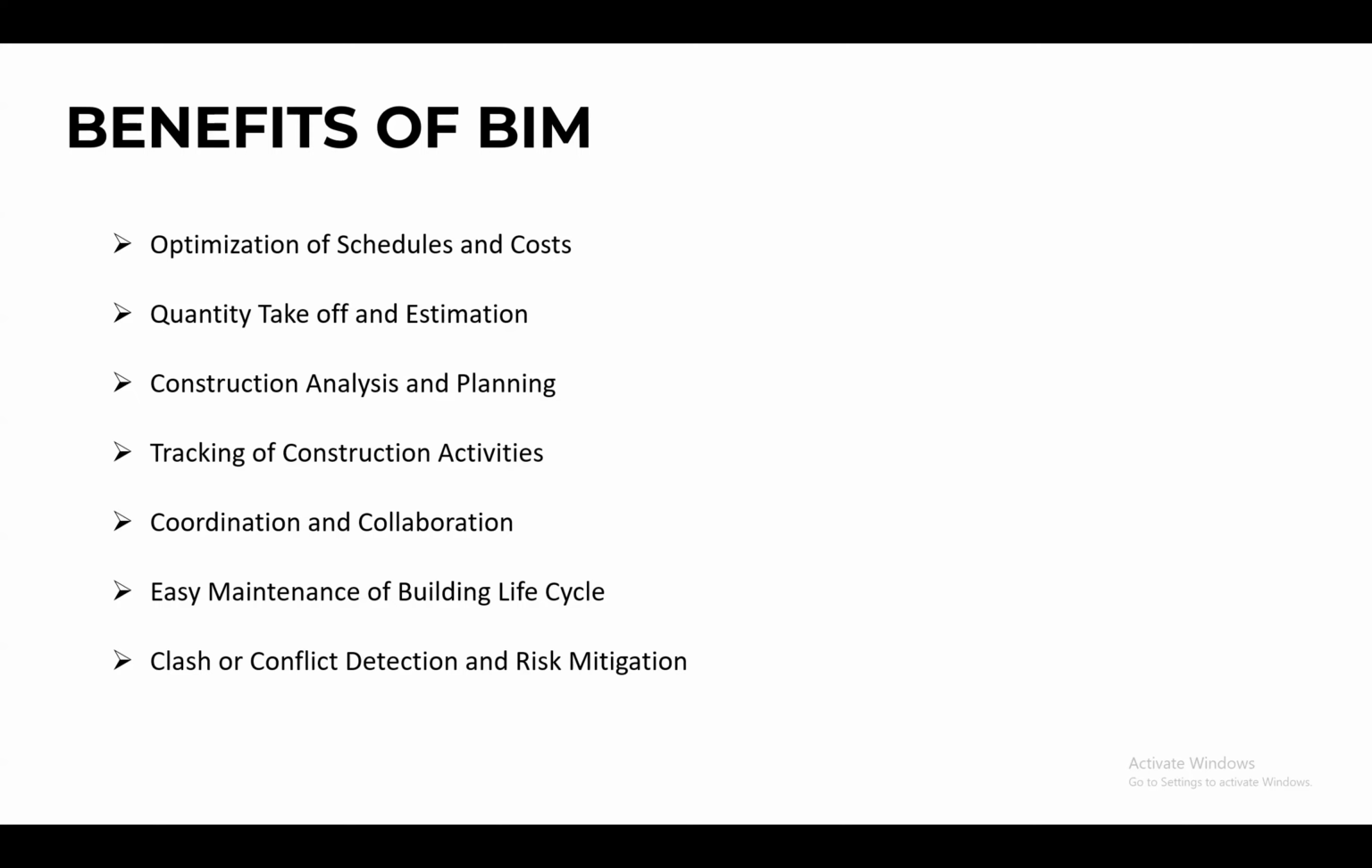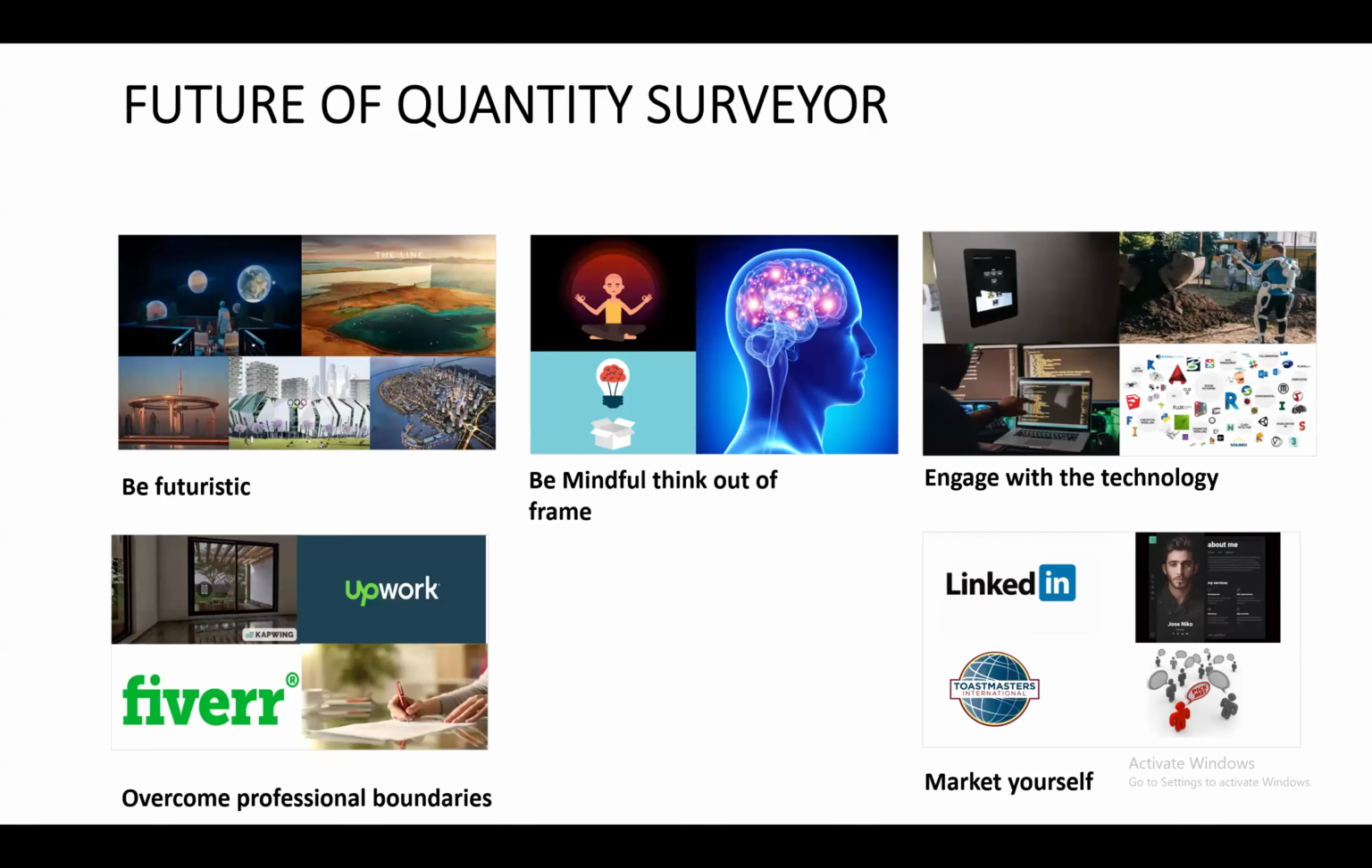As I explained in digital twin, you can use building information modeling for maintenance, clash and conflict detection, and risk mitigation. So if you have a structural model and an MEP model, you can merge them together and do clash detection. It will be very important for risk mitigation, and I explained this on our first day.